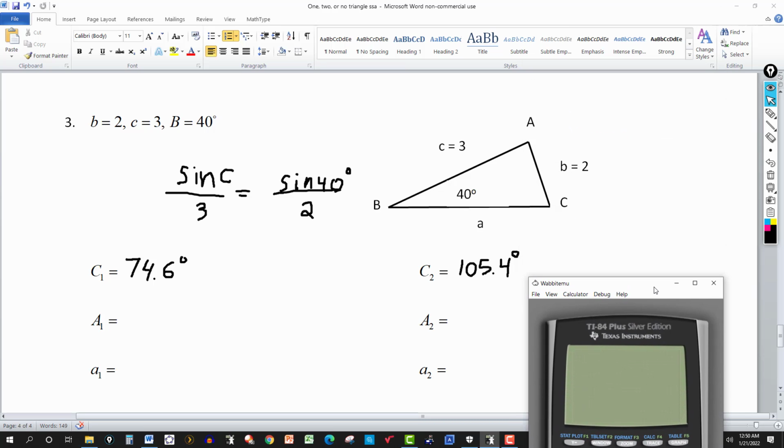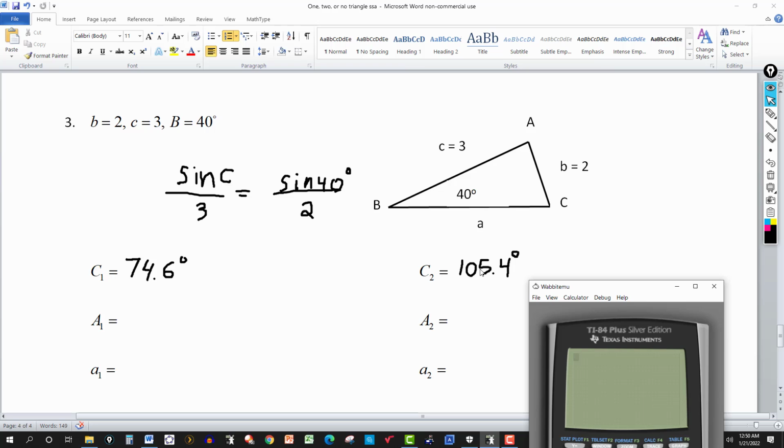And all you would have to do is say, okay, 105.4 degrees. The given angle, see, notice side C equal to 3. That's going to stay. That's given. Angle B is 40 degrees. That's given. We need to find the missing parts.